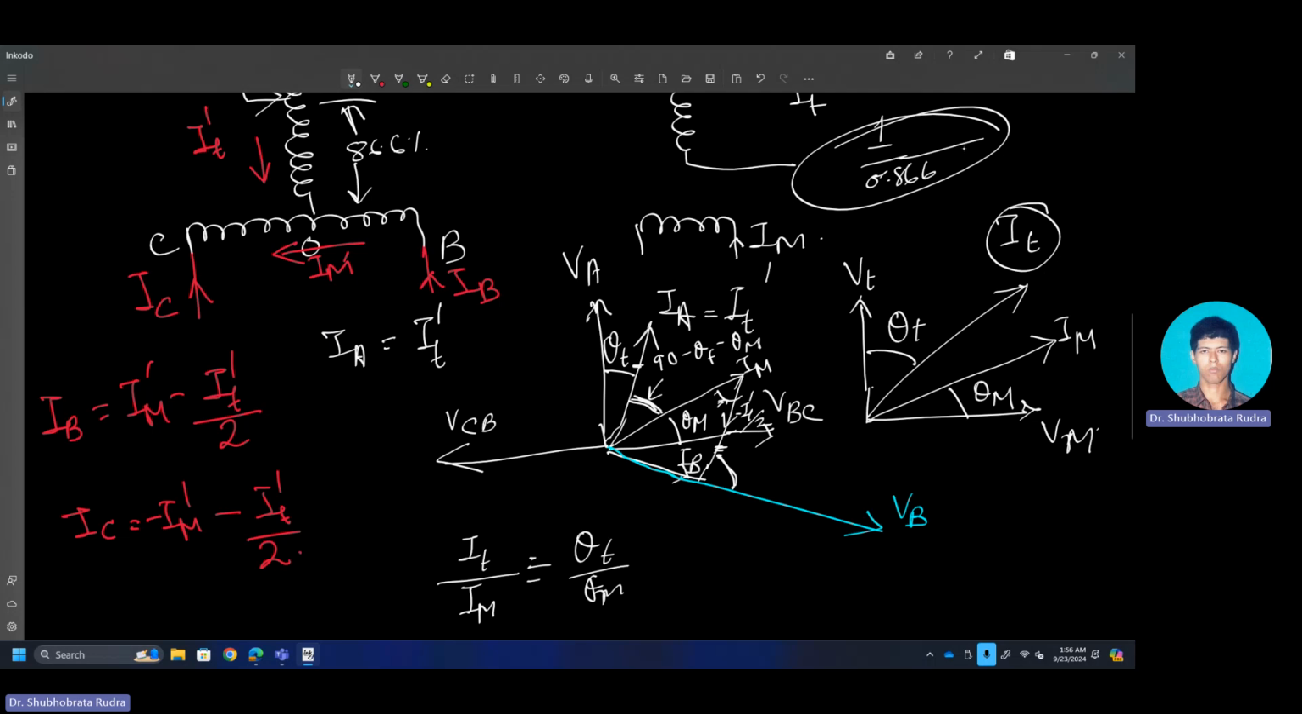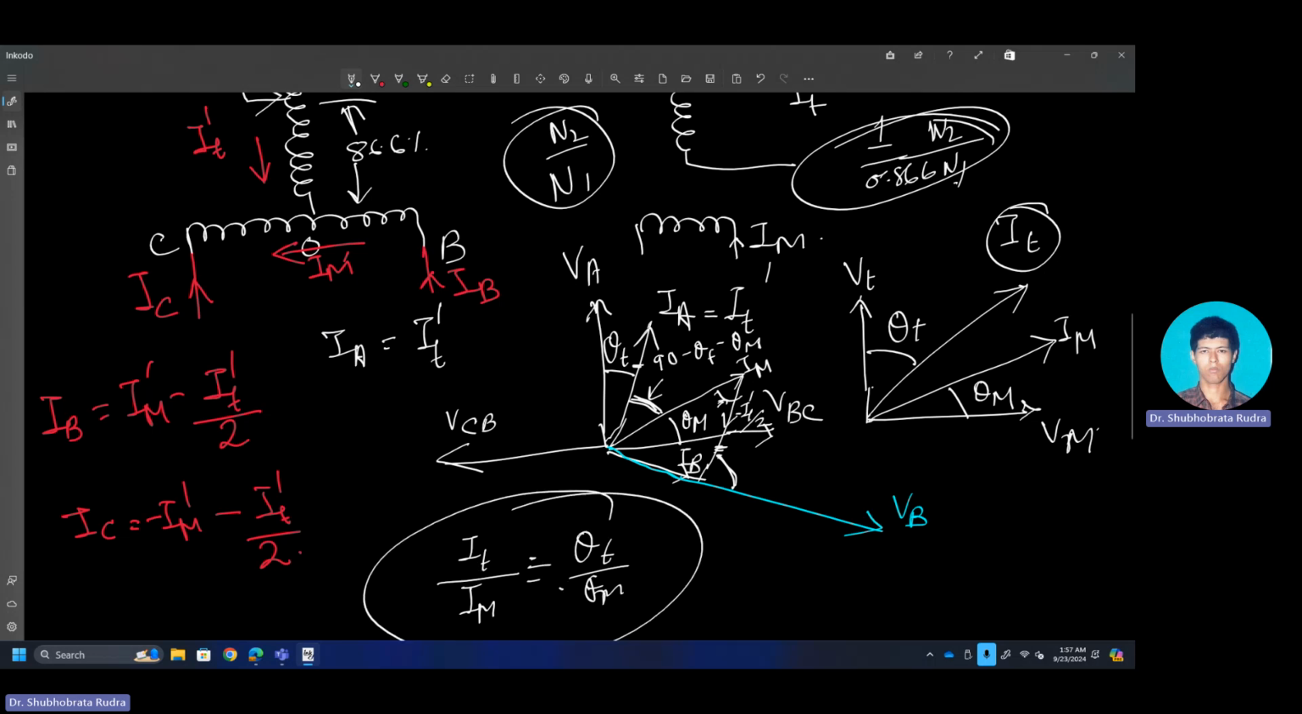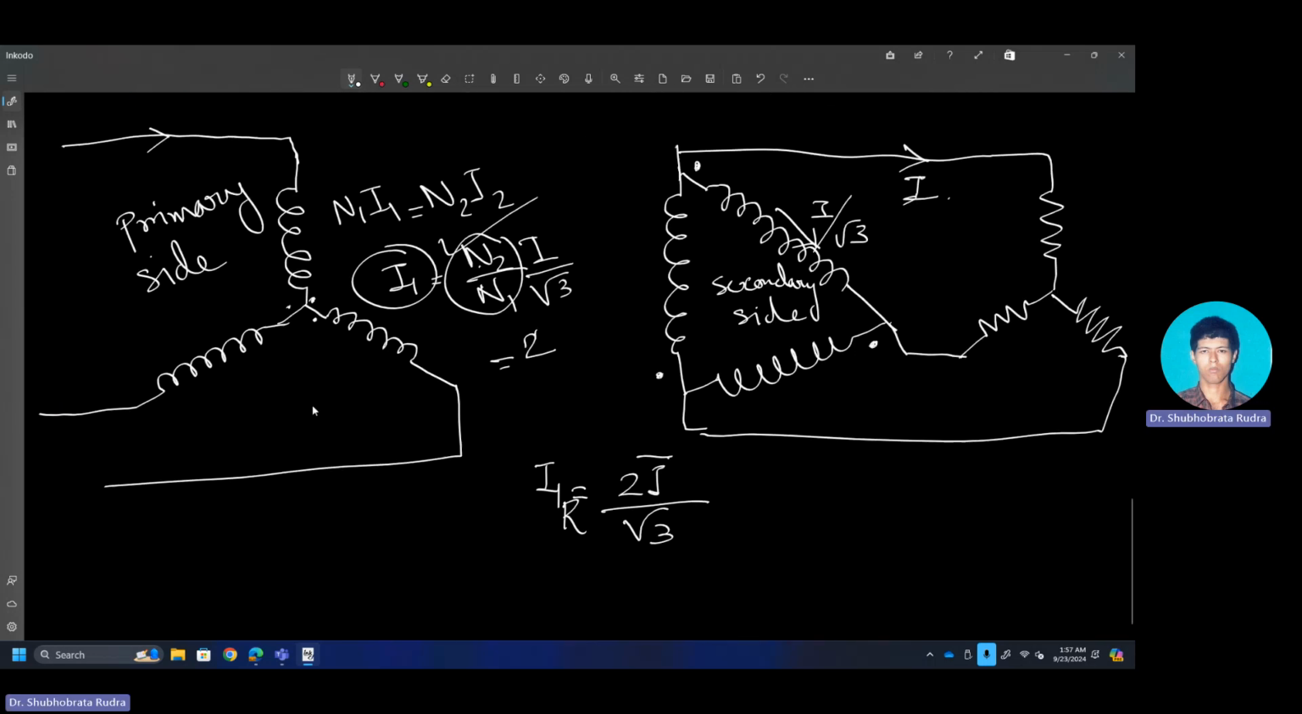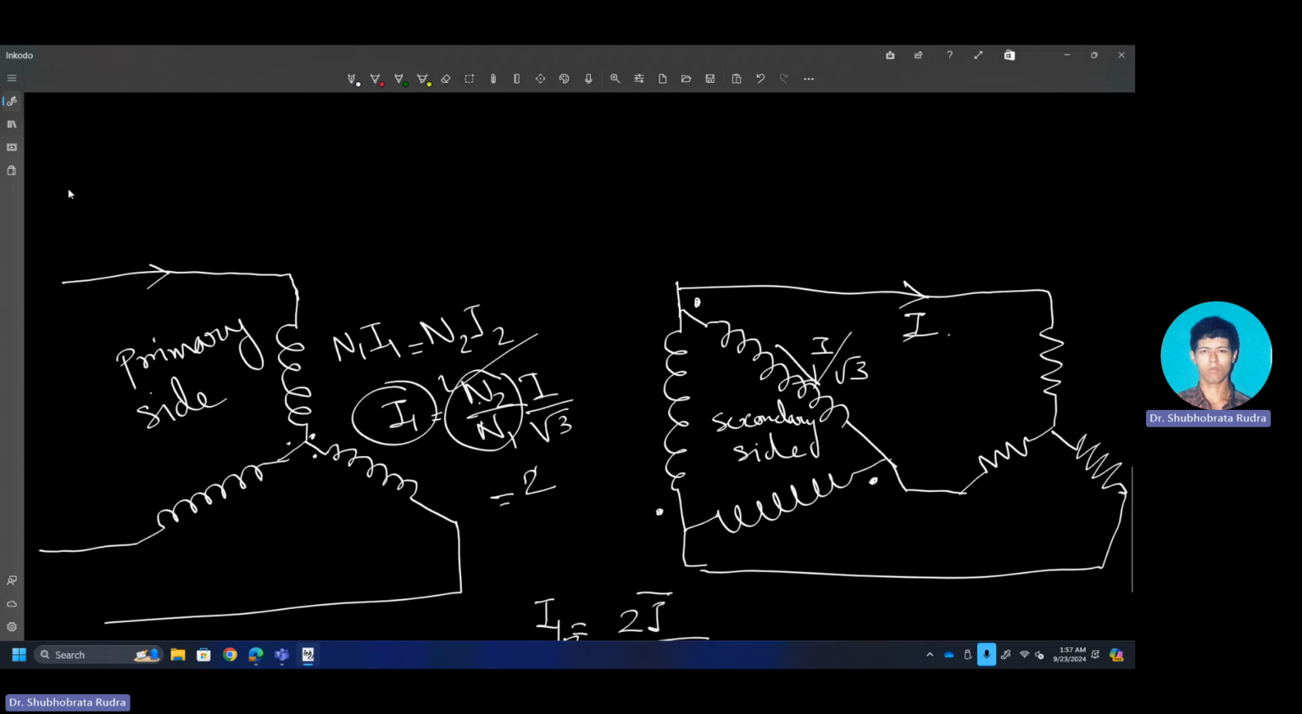In addition to that, you have to consider N2 by N1 for the teaser, and for the main it is just N2 by N1. All right. So keep these things in mind, and then you have to figure out basically IP dash, this IP and I, and from that figure out the ratio of theta t and theta m. Hope that makes sense. Now let us come to the next problem.